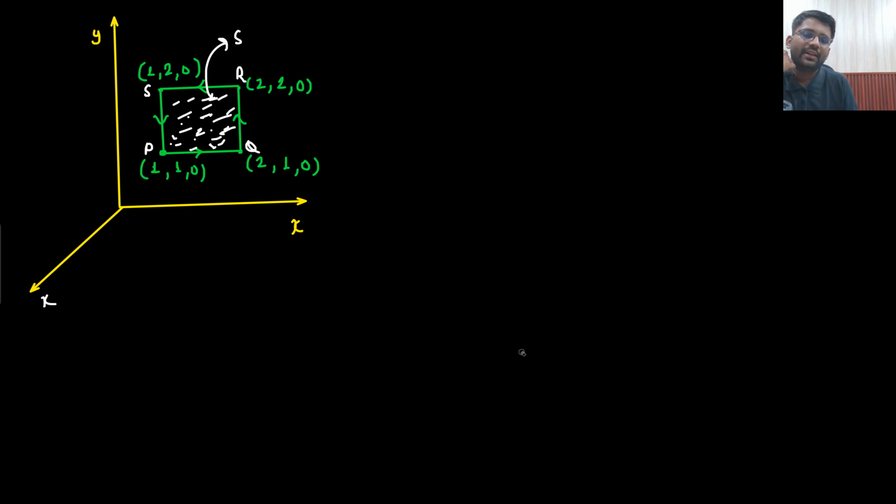So you need to write down the ds vector for this. Can you write down the ds vector for this? Directly I can see that I am only moving in the xy plane. So directly I can write down dx dy. It is not a curved surface; I am moving only in the xy plane. That's it. So dx dy. What about the direction?